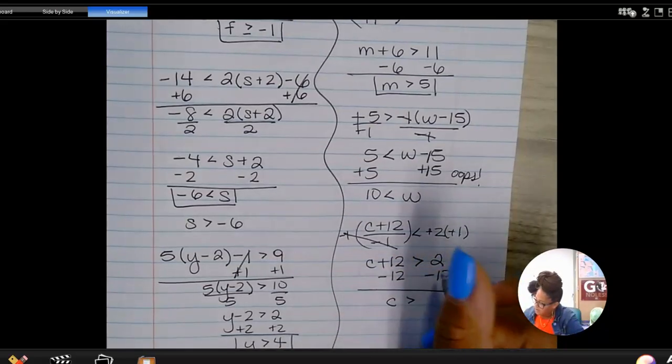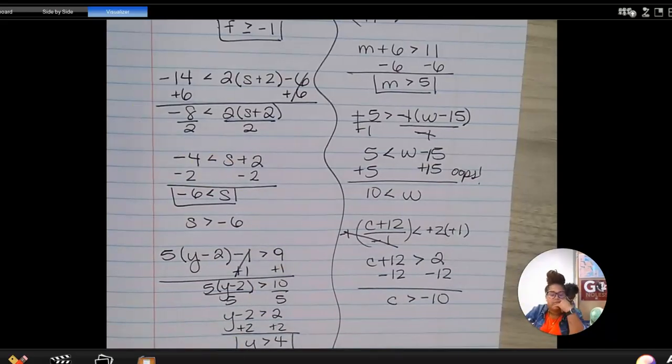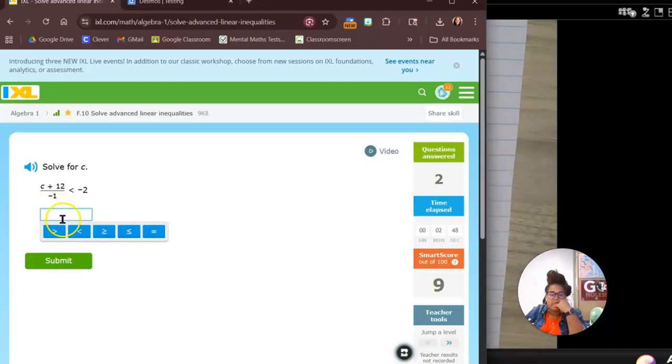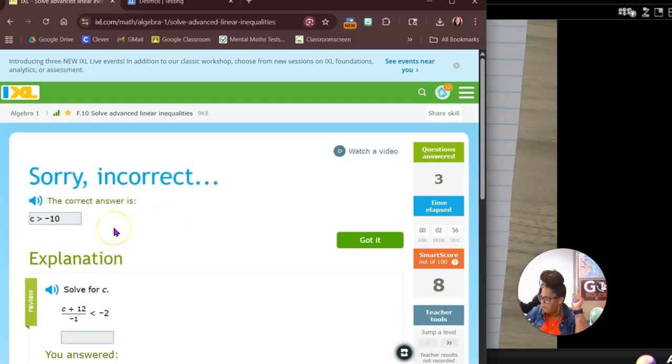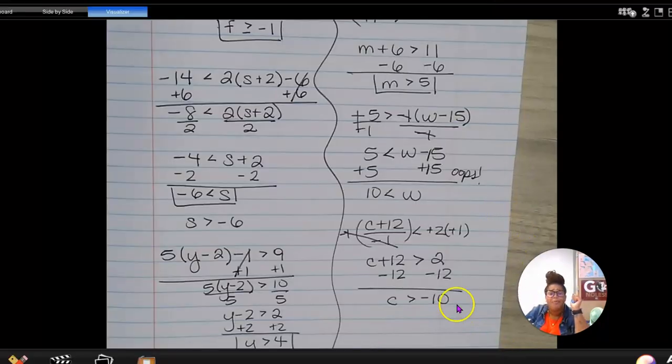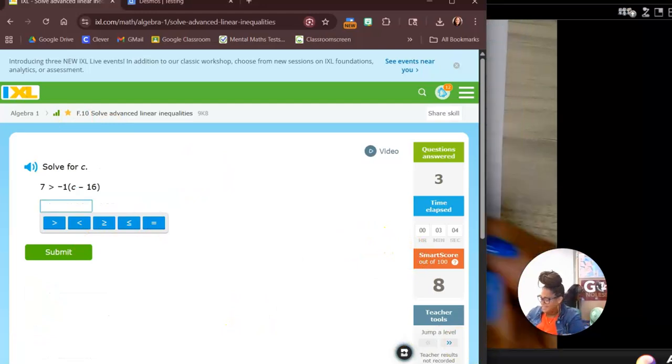C is greater than 2 minus 12 is negative 10. Okay, let's see if I did it right now. C greater than negative 12. Again, wrong. Oh, I wrote negative 10 and I typed in negative 12. Oh my God. Okay, let's do it again.